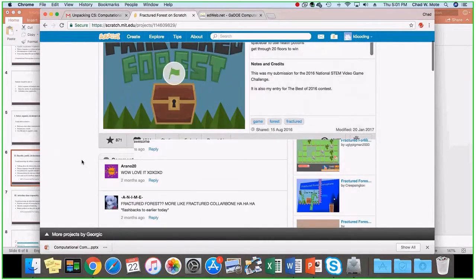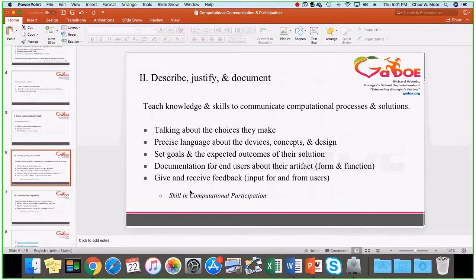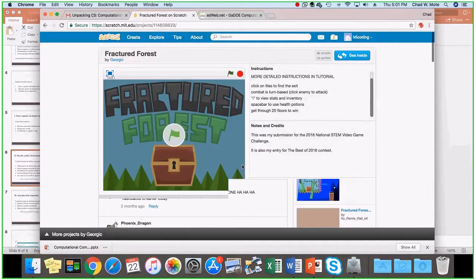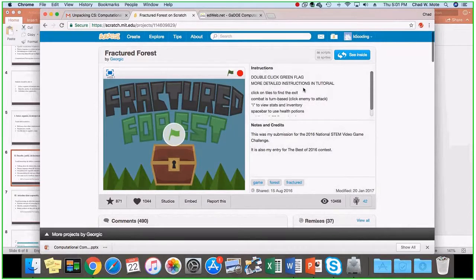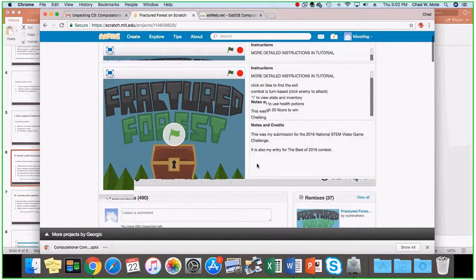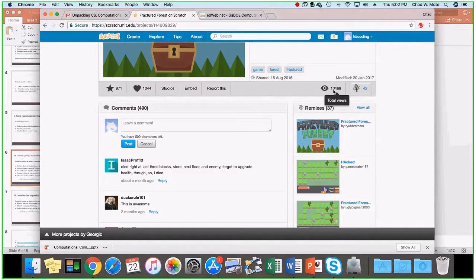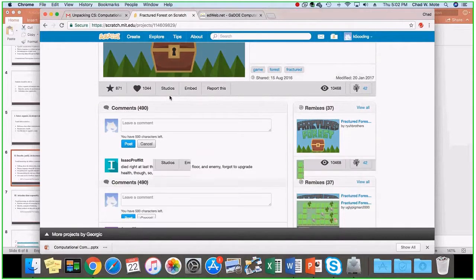What I want to highlight here is using precise language, documenting how it works, how it functions, and then giving and receiving feedback. The feedback piece is what I want to hit here. You can see up here, it references a tutorial, describes how this works, and gives some credit. Actually, this game was posted, and it was viewed 10,000 times. A middle schooler put this together.